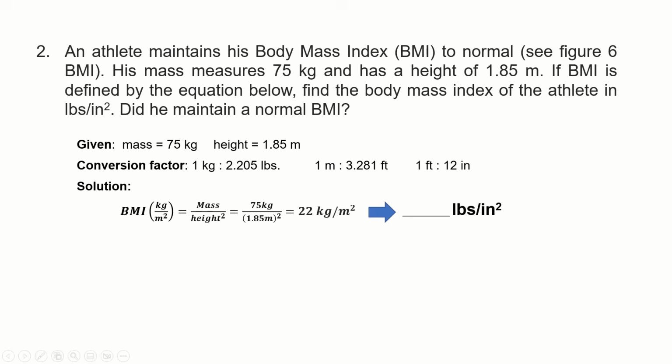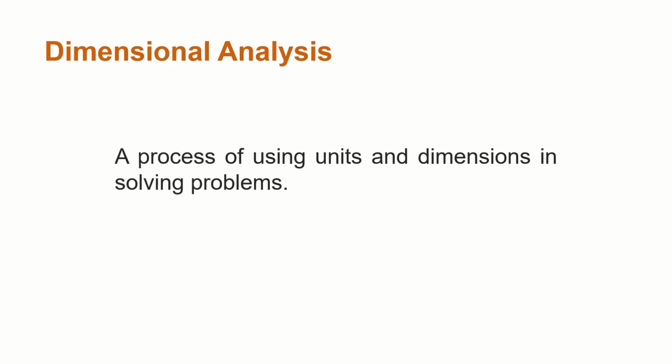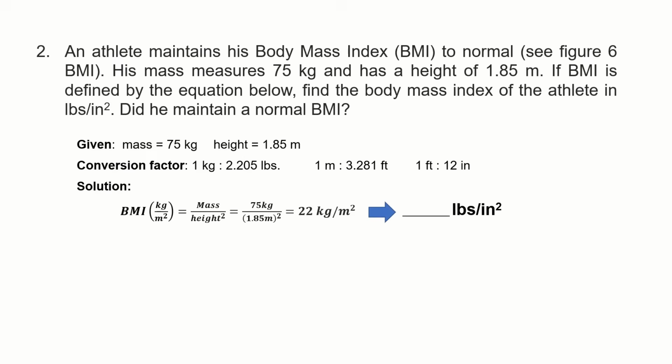So, we saw in our previous examples how units can be used to solve a problem or how units can be converted to other units. So, the process of using units and dimensions in solving problems is called dimensional analysis. So, for example, since we know the dimensions of BMI, or the unit of BMI, we were able to define the formula for BMI.